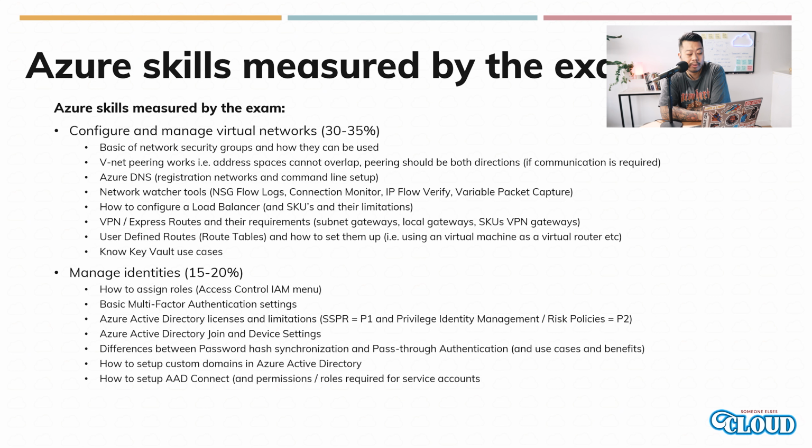65,000 and 65,001. The standard rules actually get deployed by default. VNet peering, understand that address spaces can't overlap. Peering actually needs to be configured both ways for communication to go back and forth. Know Azure DNS, Azure Private DNS, registration networks, potential command lines and how to set it up.